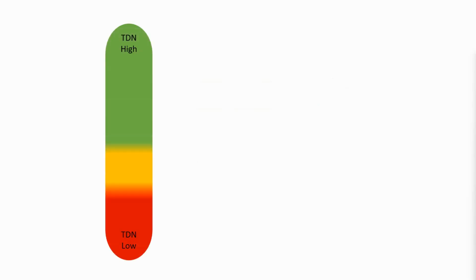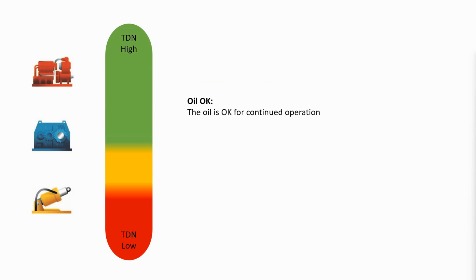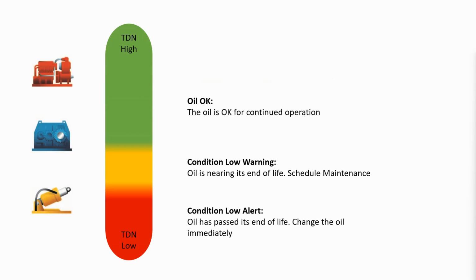This data can then be analysed in two ways. First, looking at the absolute TDN value. As each application type, such as an engine, gearbox or a hydraulic system, has a standard set of limits, you can determine if an oil is fit for purpose, if the oil is nearing the end of its life, or if the oil requires some attention.